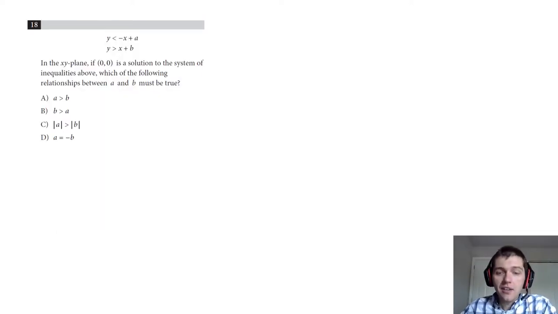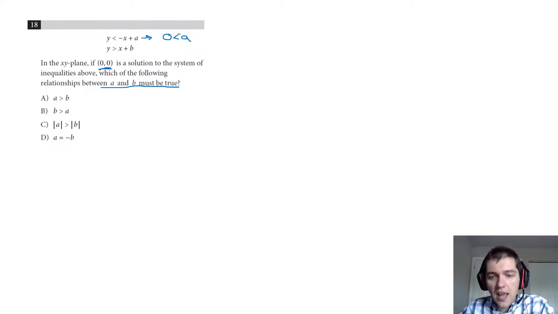Problem 18, they're asking for which of the following relationships between A and B must be true, and what they're giving you is what looks like a system of equations and one point that satisfies that system of equations. So you can jump right in by plugging that point into the first equation. What you'll get is 0 is less than A, which means that A must always be positive, and you'll get 0 is greater than B, which means B must always be negative.